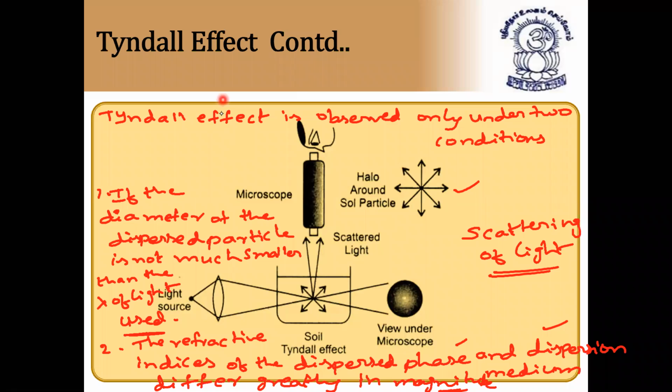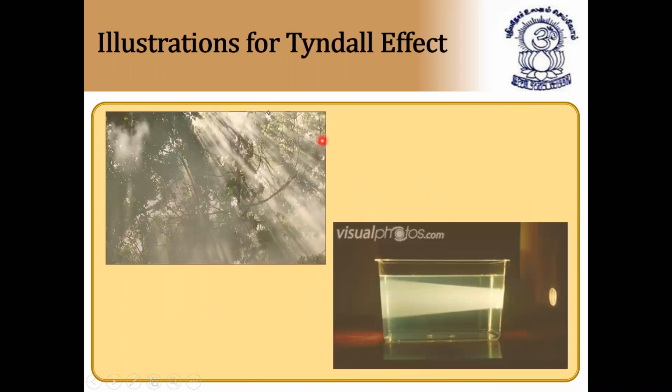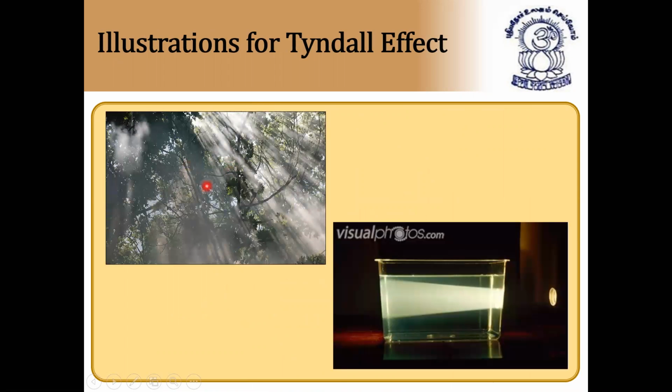And next, these are the properties of colloids. First property, Tyndall effect. Second, illustrations for the Tyndall effect. You can see here, this is the Tyndall effect. This is the bright cone. Light is incident on the water solution containing colloidal particles, so a bright cone is formed like this. So this is called the bright cone, bright light.